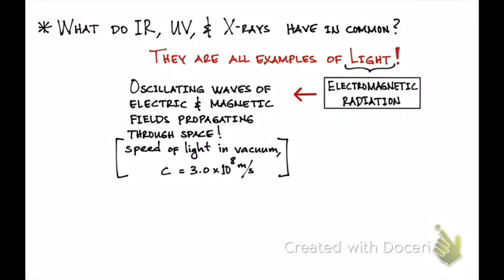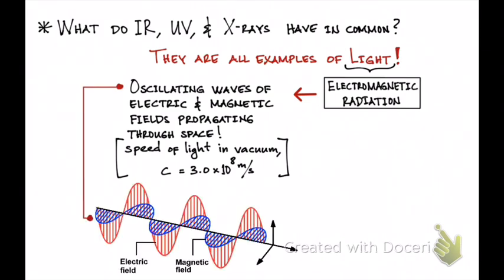So what does it mean when we say that an electromagnetic radiation contains oscillating waves of both electric and magnetic fields? Well, we can look at it in terms of a graph. In this graph, we have both the electric field and the magnetic field. The electric field is in red and the magnetic field is in blue. And as you can see here, the electric field in red is oscillating perpendicular to the oscillation of the magnetic field.